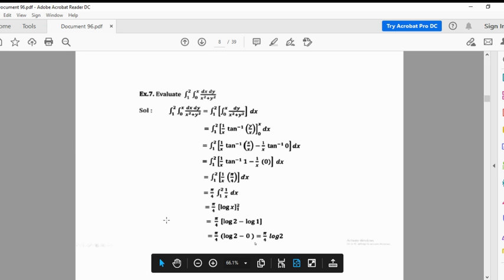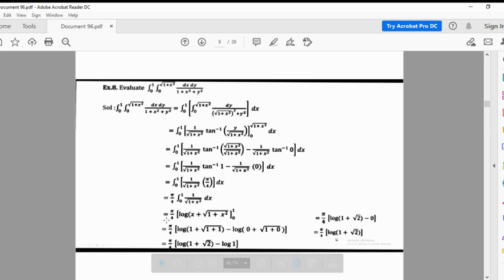This is the answer. Now, example 8: evaluate the integral where x varies from 0 to 1.